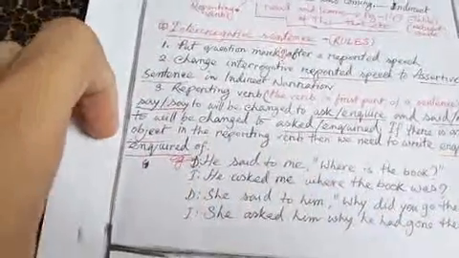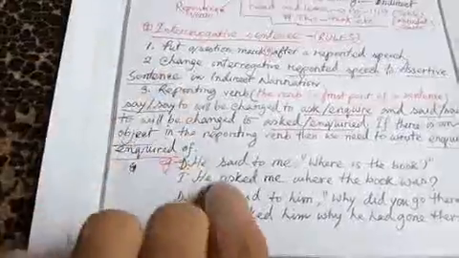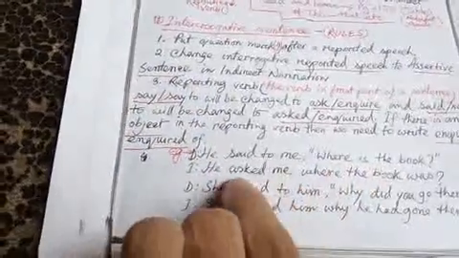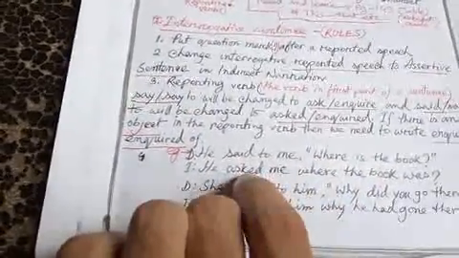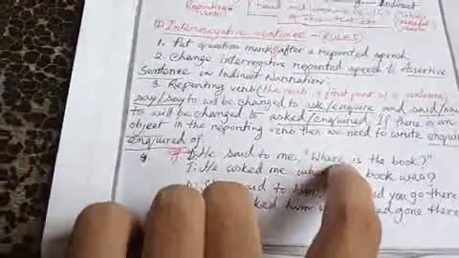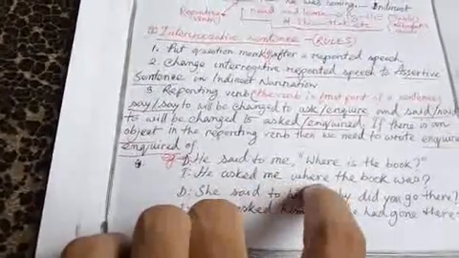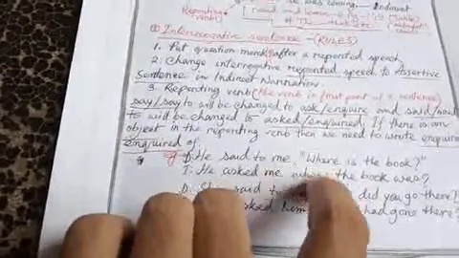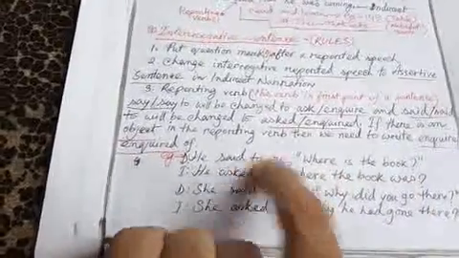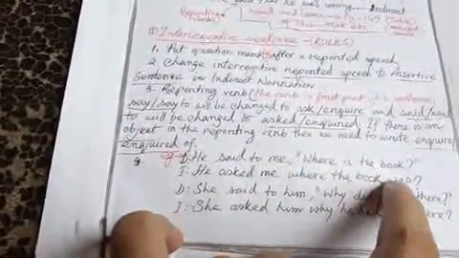Okay, so: He said to me, "Where is the book?" So "said to" becomes "asked", because there is a question being asked. "Asked me", and "where" will be the same. "The book was", it is past tense, so "is" becomes "was".